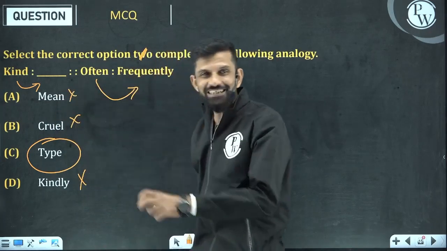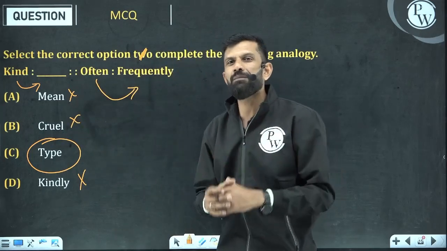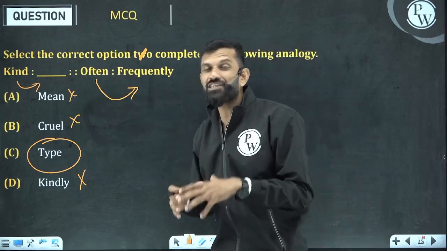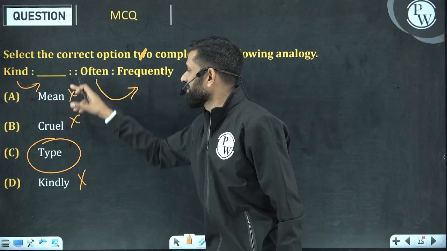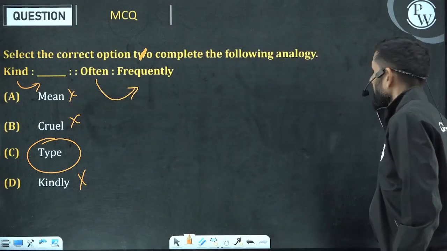Here the exact synonym of kind means it is a type. What type of people live in a city? What type of question have they asked? What kind of question they ask means what type of, what kind, what type. Both have similar meanings. So here you have to place the synonym.